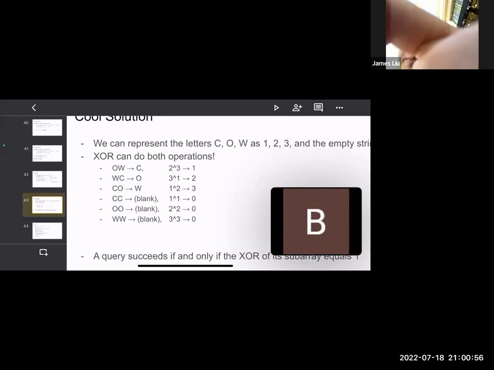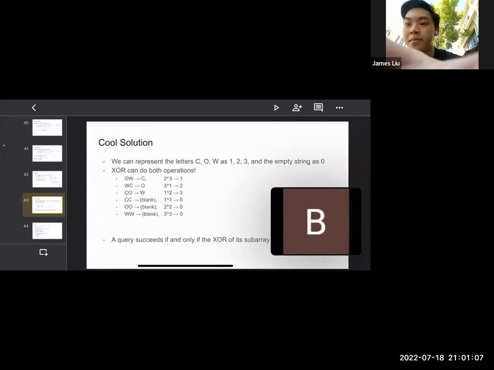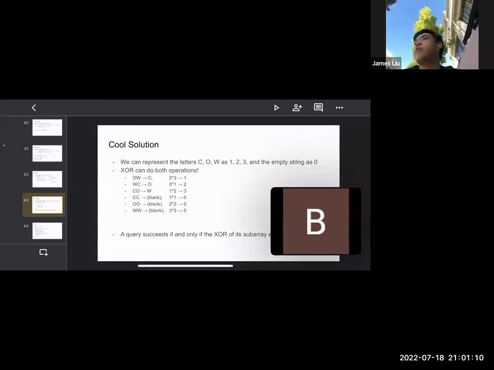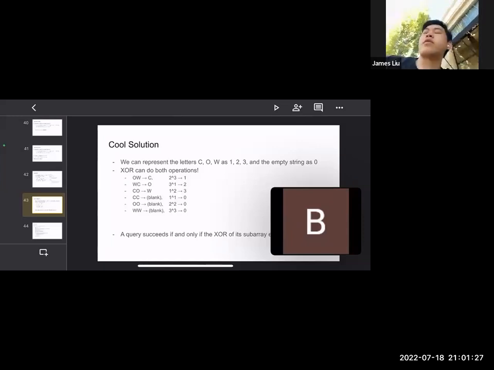Now, this is very cool. What it means is that we can encode both operations into one XOR operation. And we can reformulate this problem where if the XOR sum of a subarray is equal to 1, which corresponds to C, then it succeeds, otherwise it doesn't. And that is pretty elegant. It's a very elegant solution that I honestly wouldn't have come up with, but it is a good utilization of the properties of XOR.